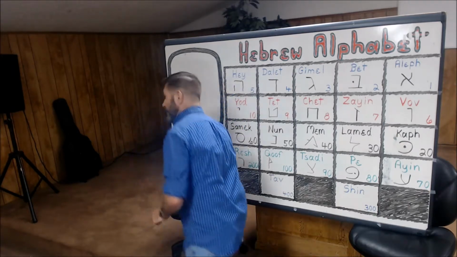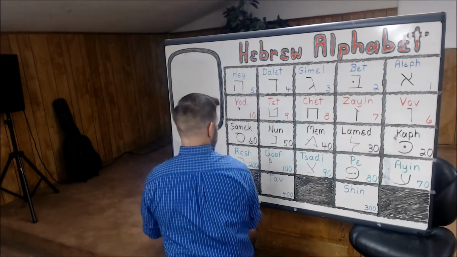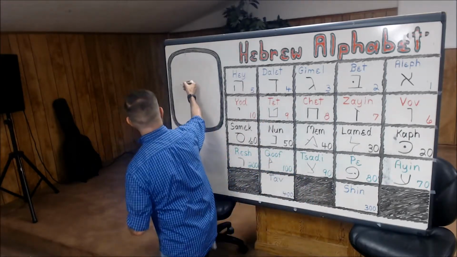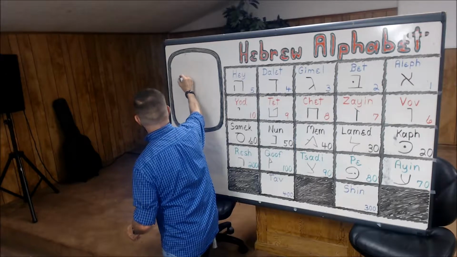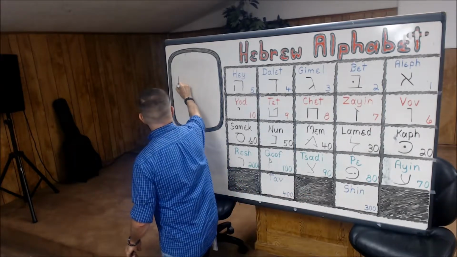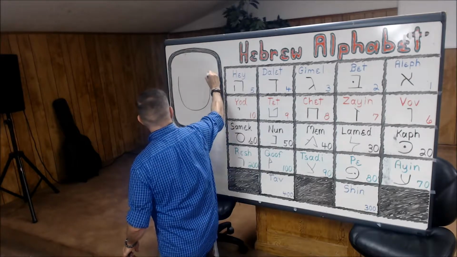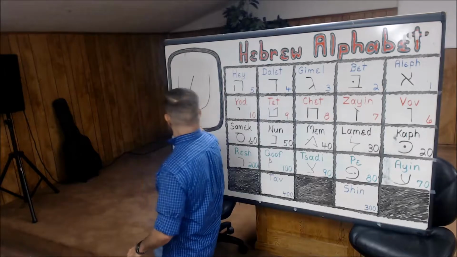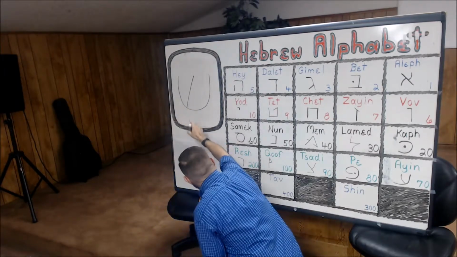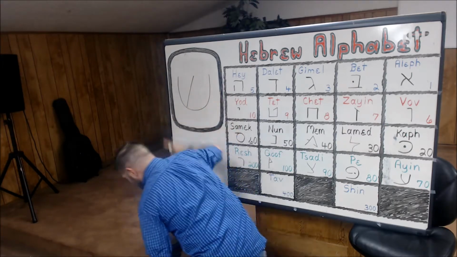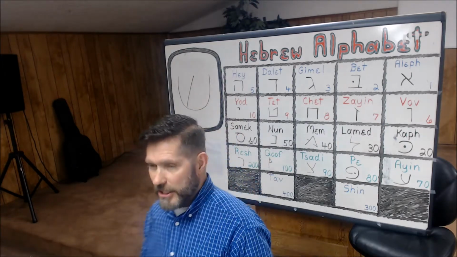Okay, we're down to our last two letters, guys. Now, the second to last letter looks like a W. You make a big giant U like this, come up here to the center and draw a line down to this side of the giant U. So it looks like a W. You see that? That's called the shin.